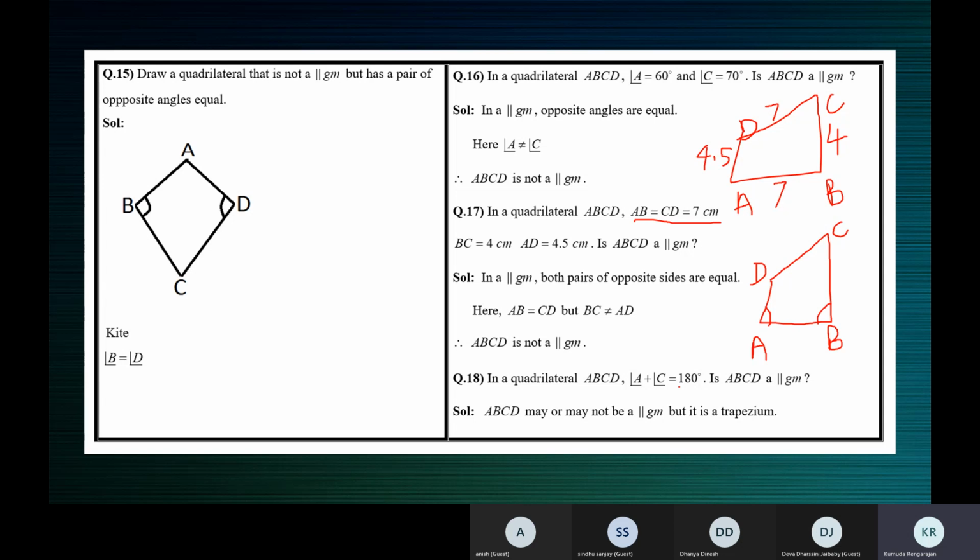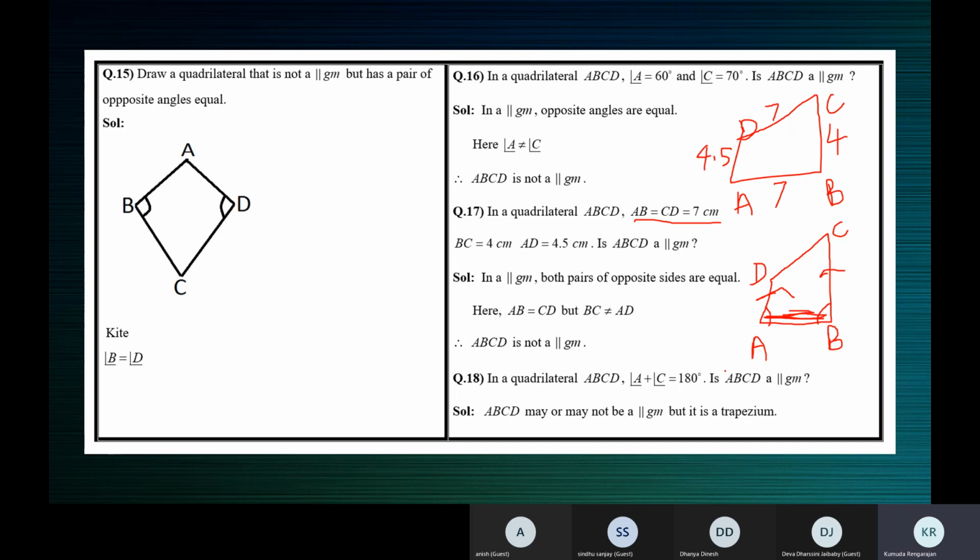When both pairs of opposite angles are equal, if angle A is equal to C and B is equal to D, then you have a property which says that in a quadrilateral, when both pairs of opposite angles are equal, it's a parallelogram. So you can't say ABCD is a parallelogram. But if it is A plus B is equal to 180, then you can say it's a trapezium, because these are allied angles and they're supplementary. So AD is parallel to BC. That we can say.